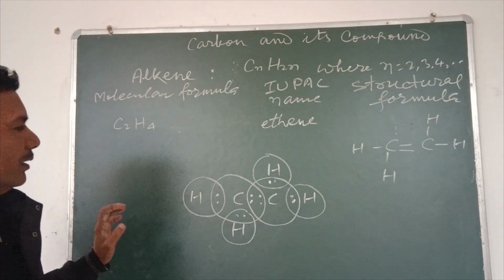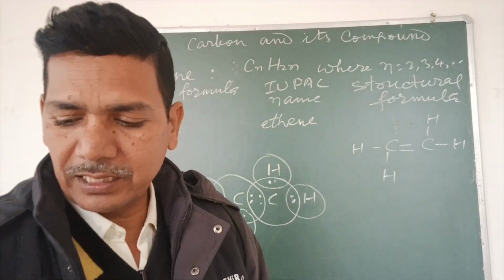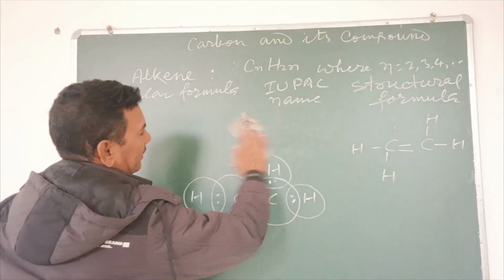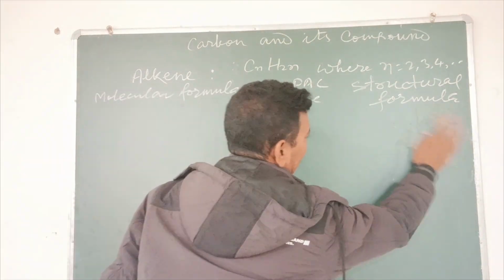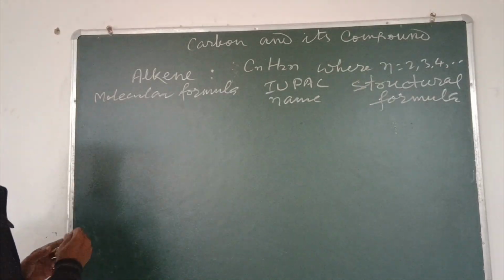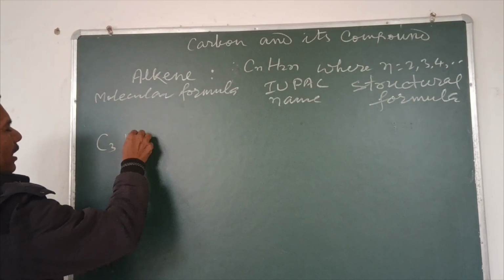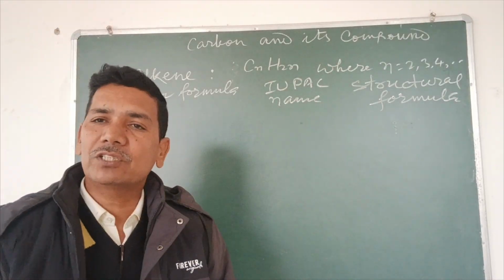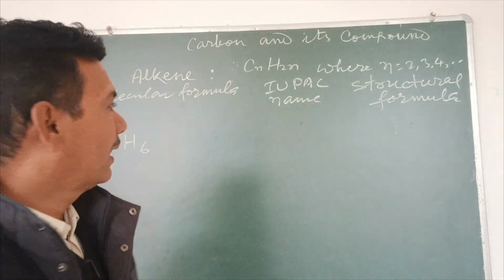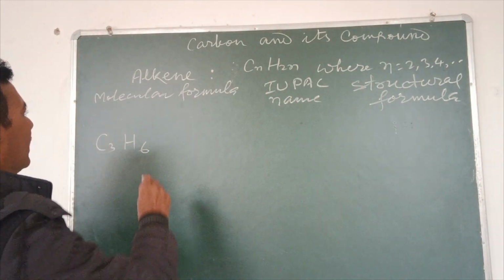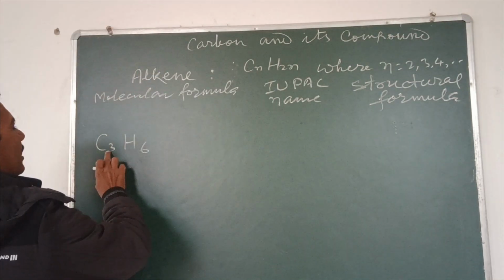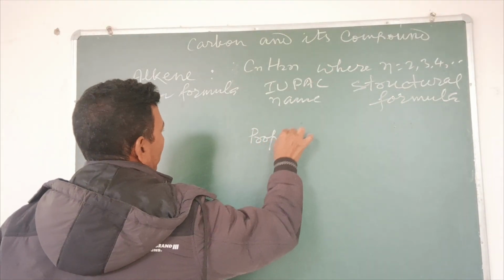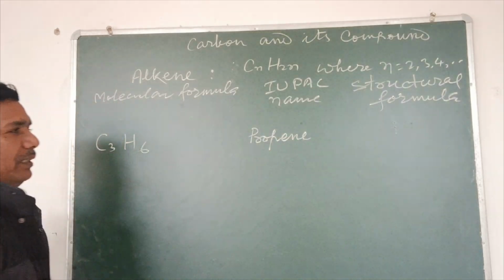In this manner we can proceed by increasing the number of carbon atoms. If we have 3 carbon atoms, then the number of hydrogen atoms will be 6, because in this group the number of hydrogen atoms is twice the number of carbon atoms. Its IUPAC name: the 3 will be replaced by pro, and suffixed by ene, it will be read as propene.